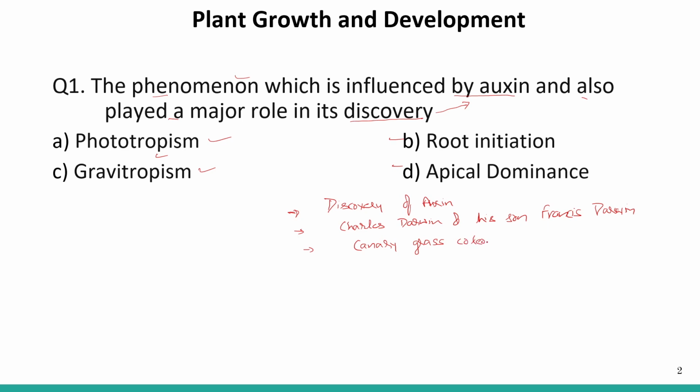So what they did, they demonstrated the phenomenon of phototropism. What is phototropism? Movement towards light. Now, what causes this movement? For this, Charles Darwin and Francis Darwin did an experiment with canary grass coleoptile.